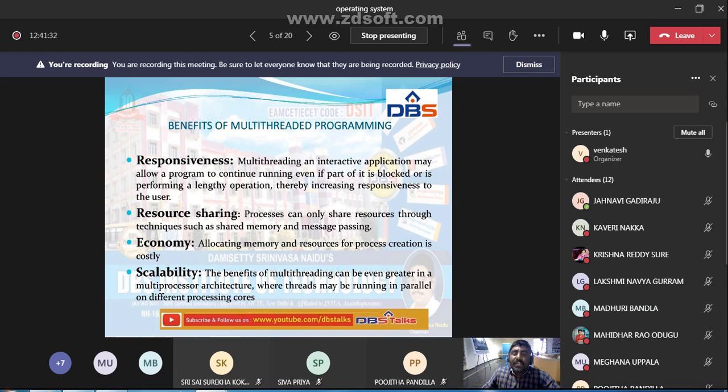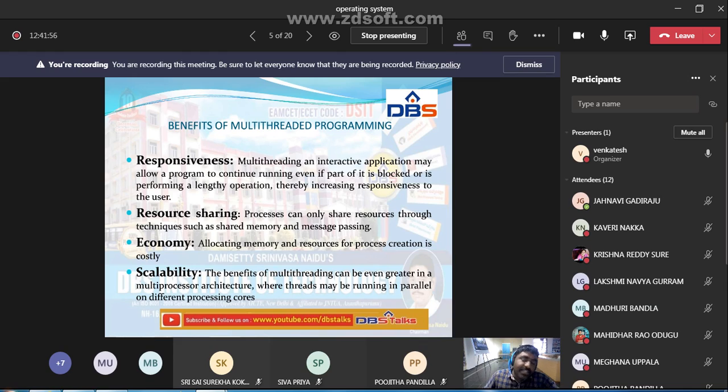Next, the second one is resource sharing. If one process is utilizing the resources and all the threads present in it also utilize the same resources, more resource sharing helps to perform more tasks simultaneously. That means if we are sharing more resources, automatically it will help in executing multiple tasks at a time.